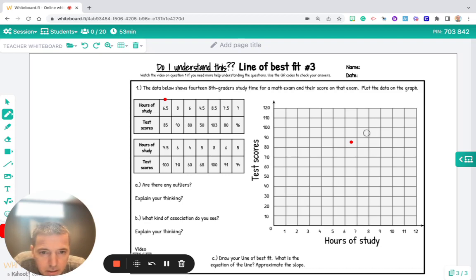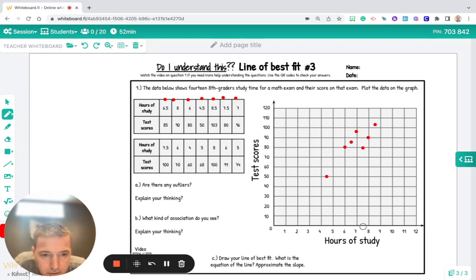So 8, 90. Then 6, 80: 6 hours of study, score of 80. 4.5 hours of study time, 50. 8.5, 103, so over 100%. 7.5, 80. 7, 96. And again, I don't have to have these dots perfect. I just want to get them close.